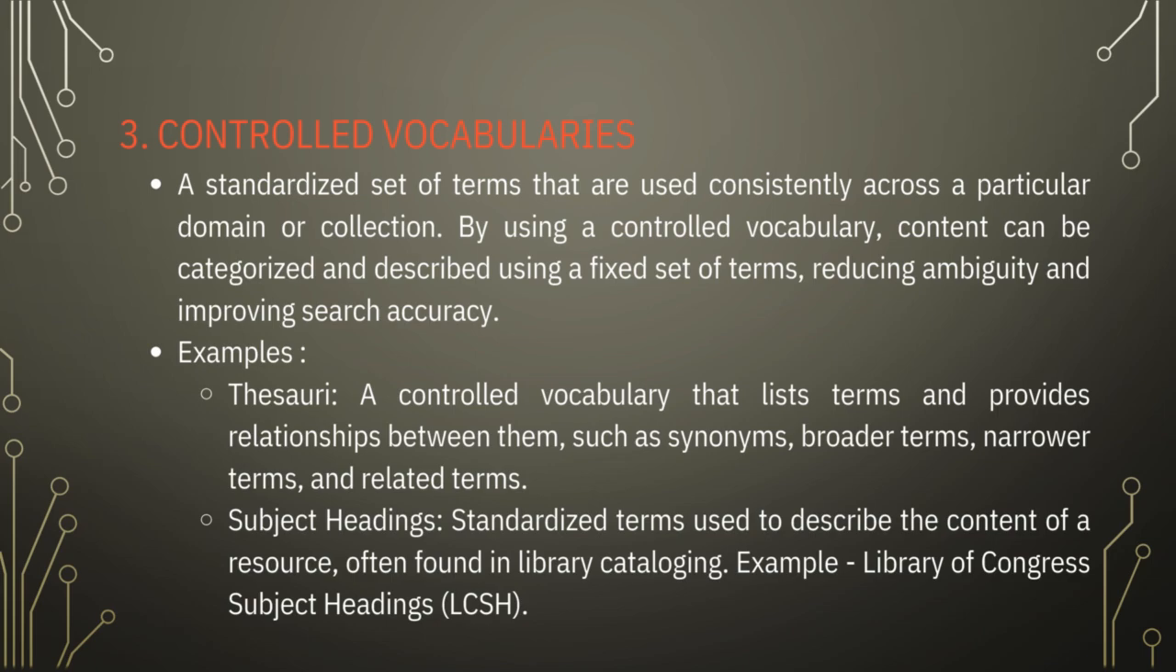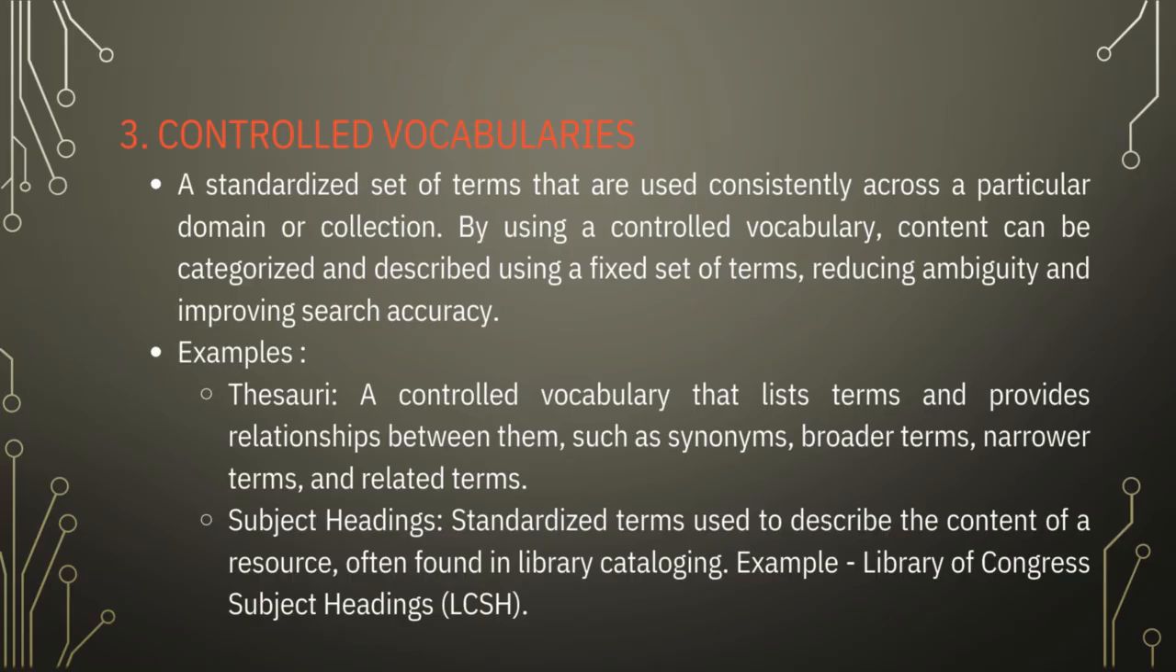Another important example is subject headings. Subject headings are standardized terms used to describe the subject content of a resource, and they are commonly applied in library cataloging. A well-known example is the Library of Congress Subject Headings, or LCSH. When cataloging a book or digital resource, librarians assign official subject headings rather than free text keywords.